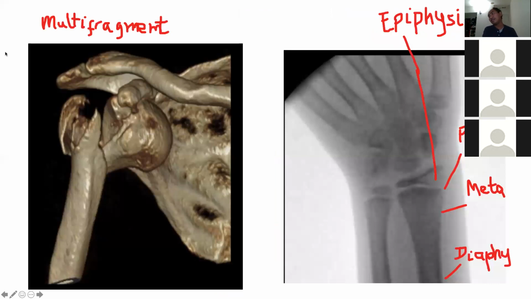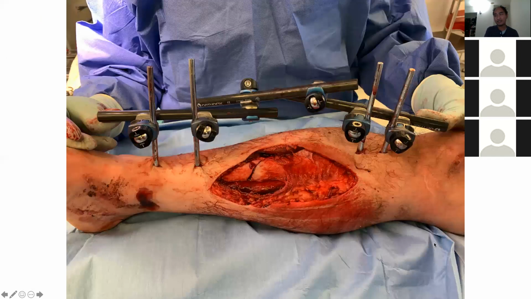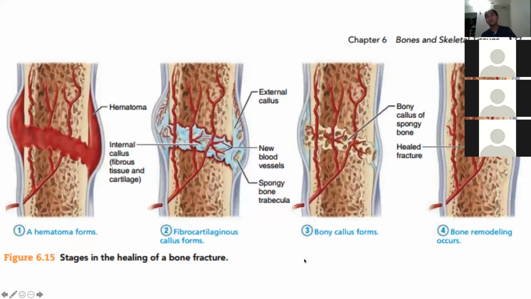So now we have it: epiphysis, metaphysis, diaphysis. And there is one more here, the bone fracture. The bleeding, collection of blood, is called hematoma. It is a blood clot around the bone, and that is the first step of bone healing: hematoma formation. Then fibrous tissue and cartilaginous tissue invade into the hematoma, and finally new vessels will invade.